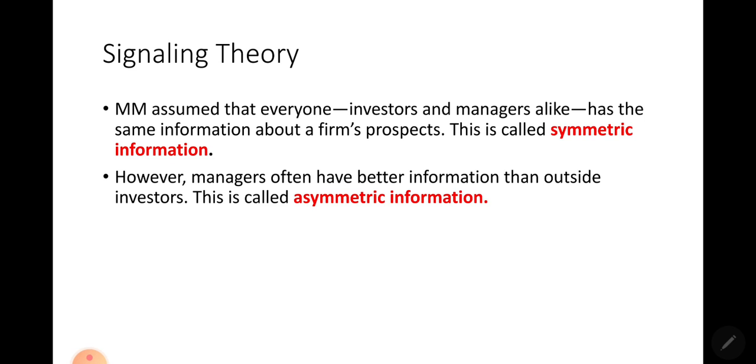However, managers often have better information than outside investors. This is called asymmetric information. Of course, the managers of the business, the CEO, the CFO, and even the middle managers will have more information than an outside investor, because outsiders do not know what is happening in the company. They will know only as much as the corporation tells in the press release. And sometimes companies do not tell everything in the press release because of competition as well.